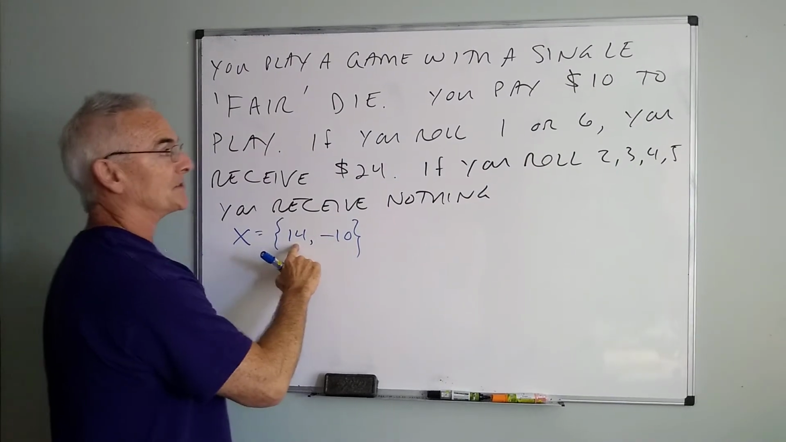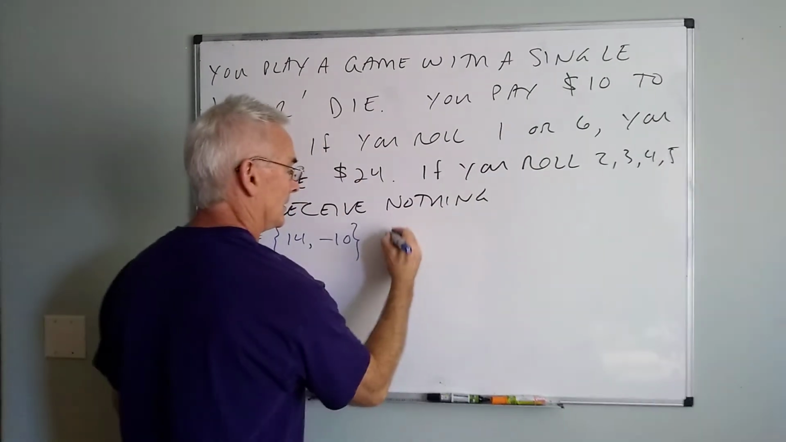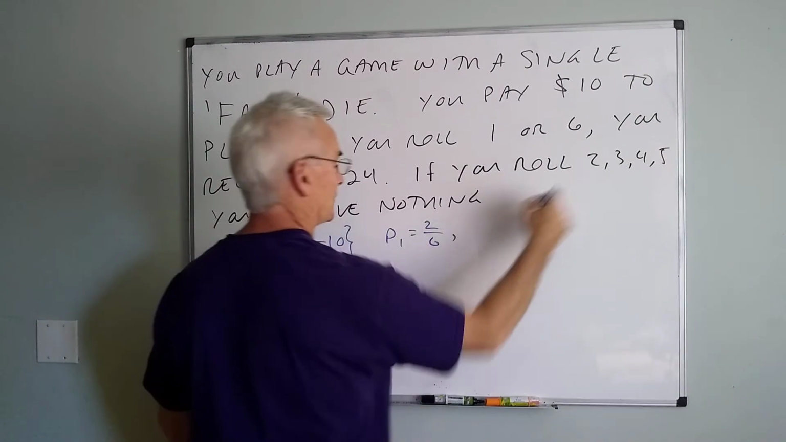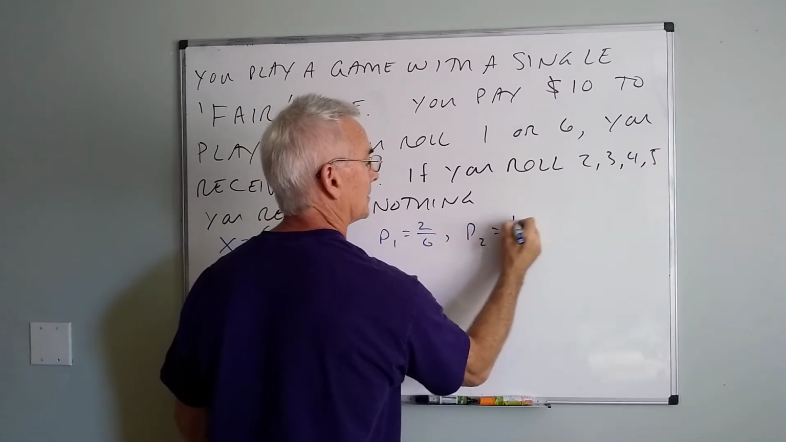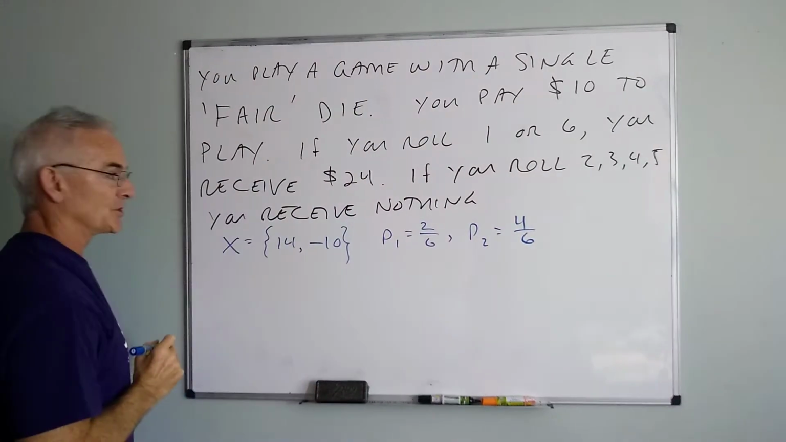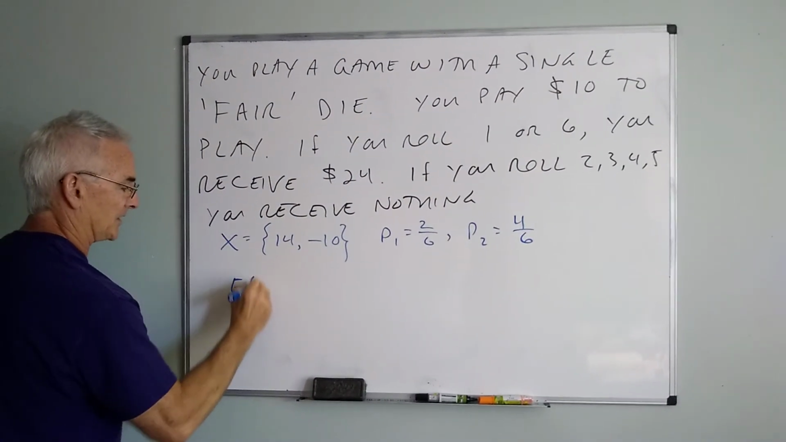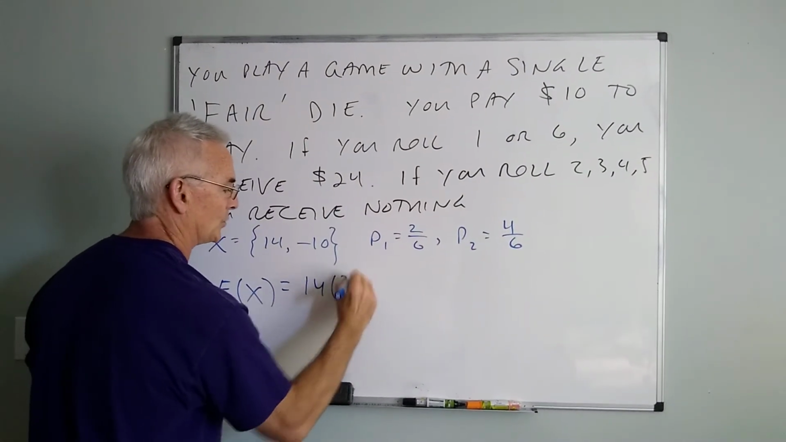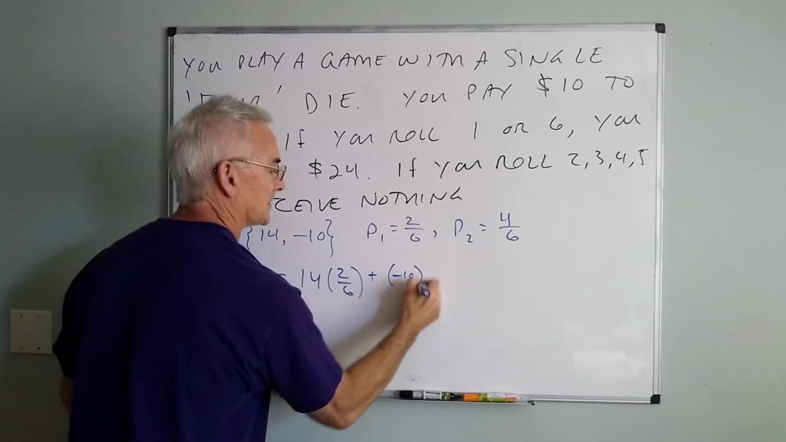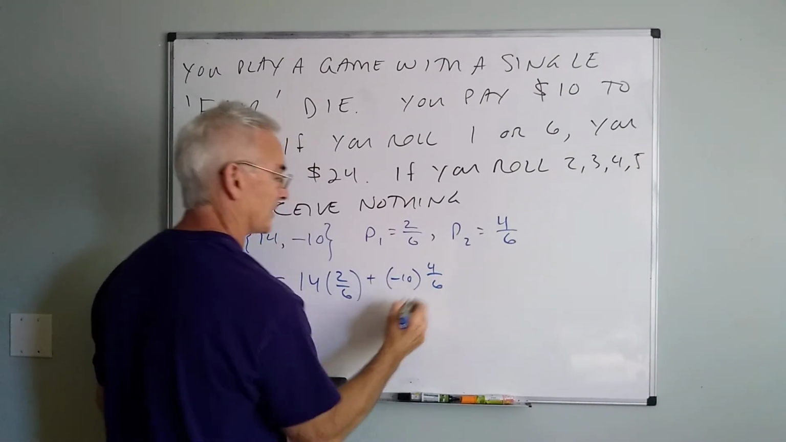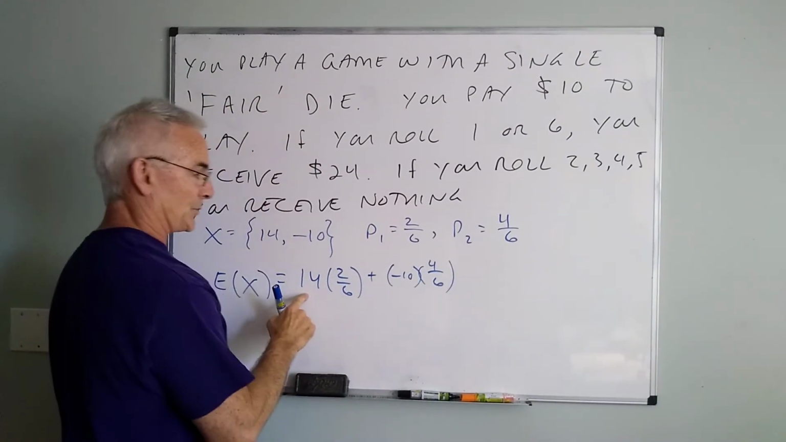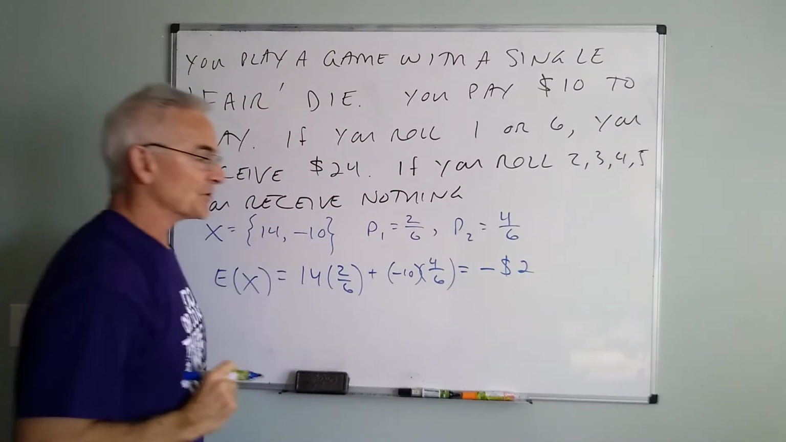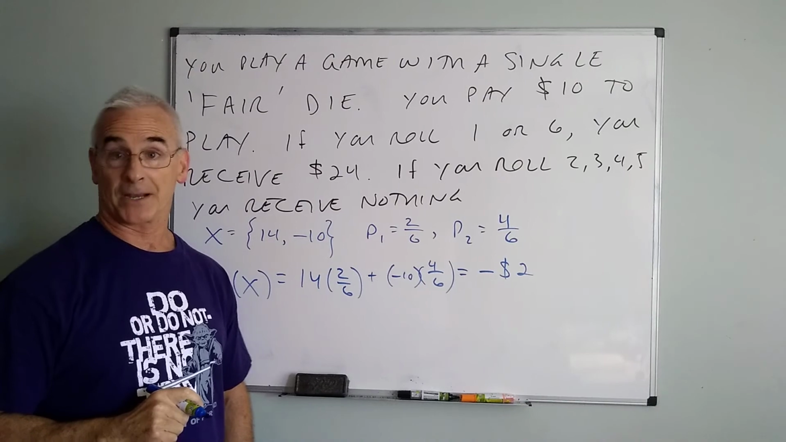In the first case, there's 2 ways I can win, so the first probability will be 2 over 6. In the second case, there's 4 ways I can lose, so the second probability is 4 over 6. So for this particular game, the expected value would simply be 14 times 2 over 6 plus negative 10 times 4 over 6, which we can see is going to equal negative $2, which means on the average I will lose $2 every time I play the game.